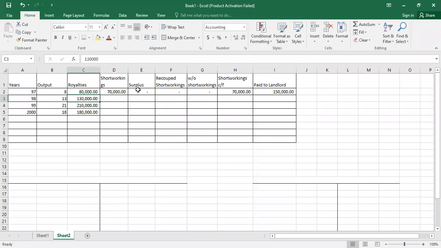Now we go to the year 1998. We got output worth 130,000. Our minimum rent is still 150,000. So do you have a short working? Yes, we have a short working of 20,000. Surplus, no. 20,000 shortfall, carried forward. It won't be 20.